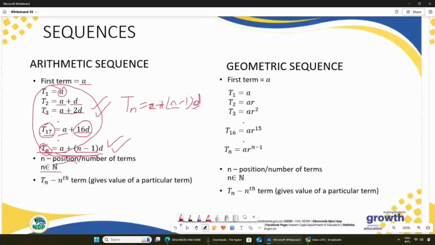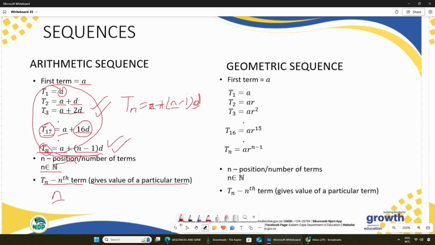In that general formula that we have, Tn equals A plus (n minus 1)D, we know that A stands for the first term and D stands for the constant difference. But what about n and Tn? n stands for the position or the number of terms, and remember that n is always an element of the natural numbers, meaning n cannot be negative or a decimal. Okay, let's come to Tn. Tn is the nth term, or in simple words, Tn gives you the value of a particular term.